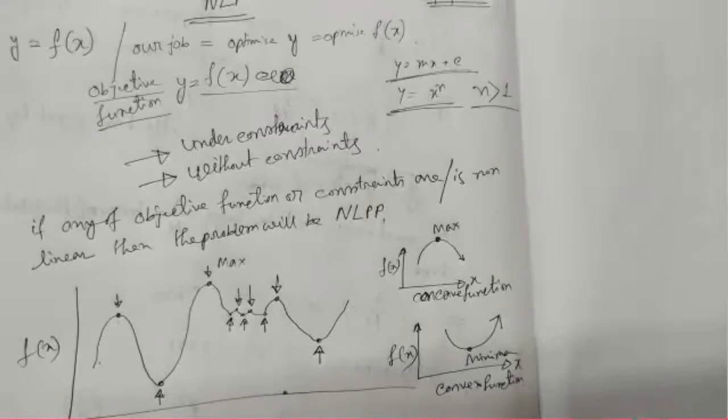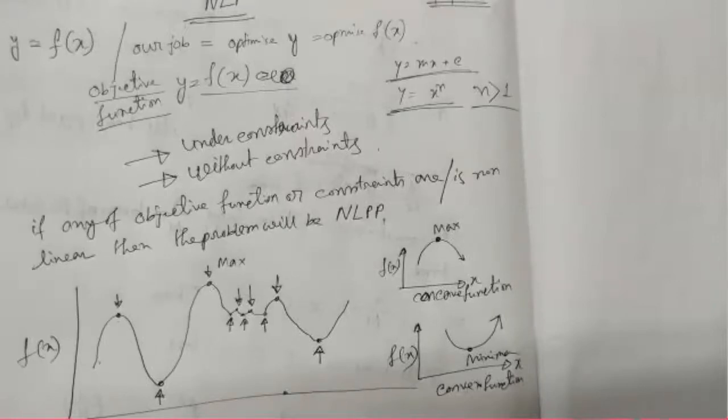Now, the second case, if the objective function is in linear form and anyone or some or all the constraints are in the nonlinear form, then the problem is a nonlinear programming problem. If the objective function is in the nonlinear form and anyone or some or all the constraints are in the nonlinear form, then the problem is a nonlinear programming problem.